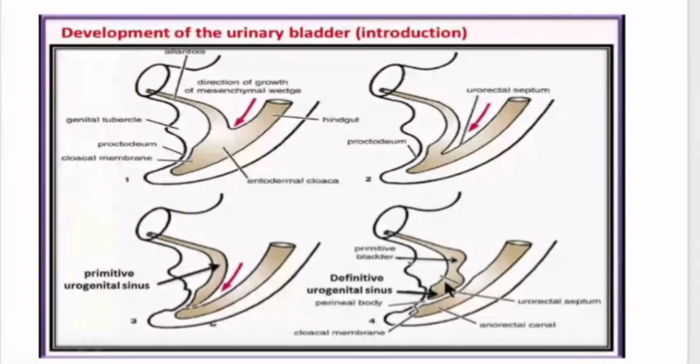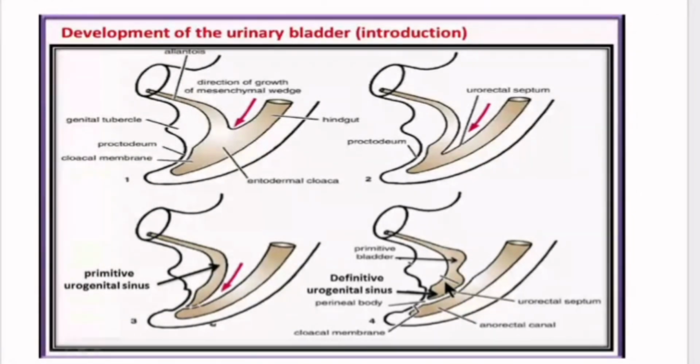So development of the urinary bladder, right? You see that you have got your cloaca, which is acting as a double system. Things that are coming down the hindgut are going to empty into the cloaca. Everything, the urine, is going to empty into the cloaca. So we need to partition it into the anal canal posteriorly and anteriorly we need to have the urogenital sinus.